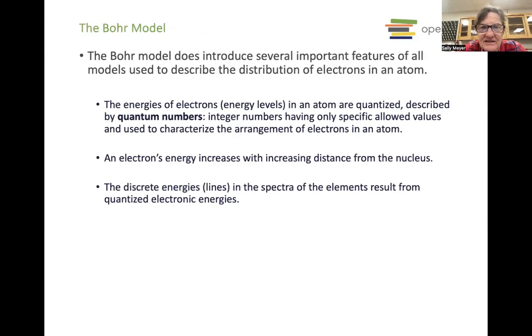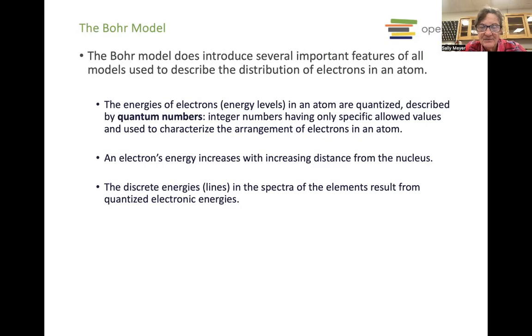So the Bohr model does introduce several important features of all models used to describe electrons in an atom. Even though it's not a model that stuck, it was a model that we learned something from. The energies of the electrons in an atom are quantized, described by quantum numbers. Those n's are quantum numbers, integer numbers having only specific allowed values, and they're used to characterize the arrangements of electrons in an atom.